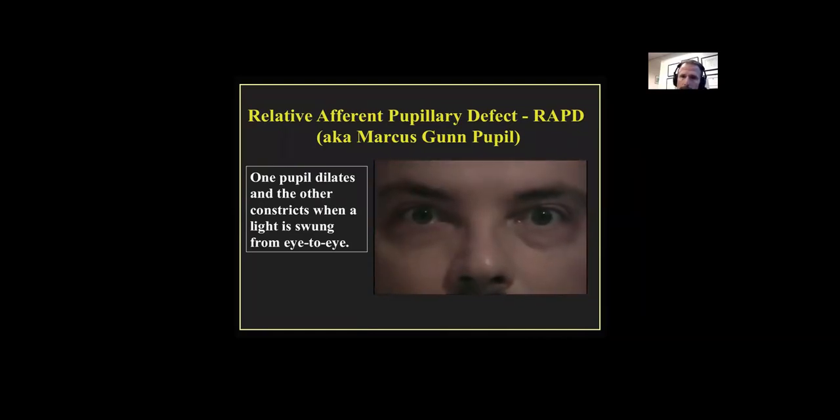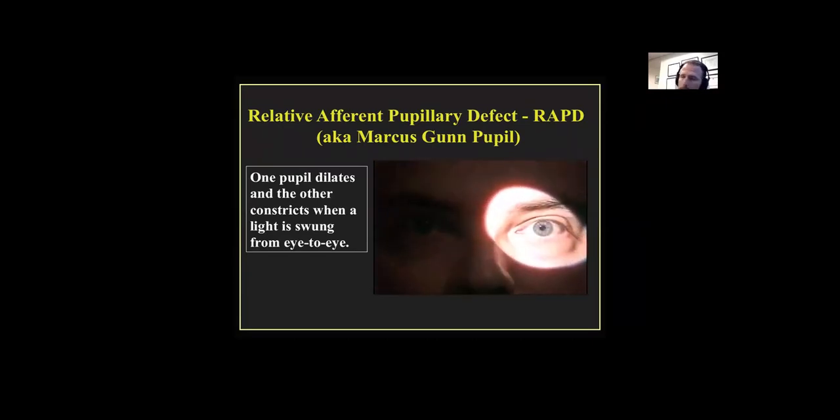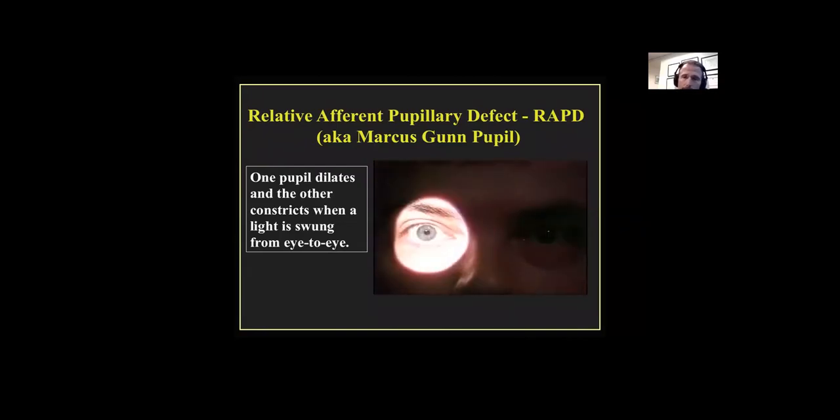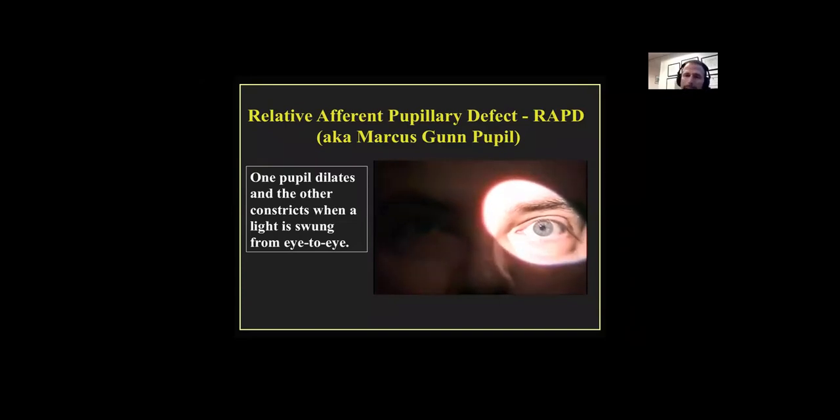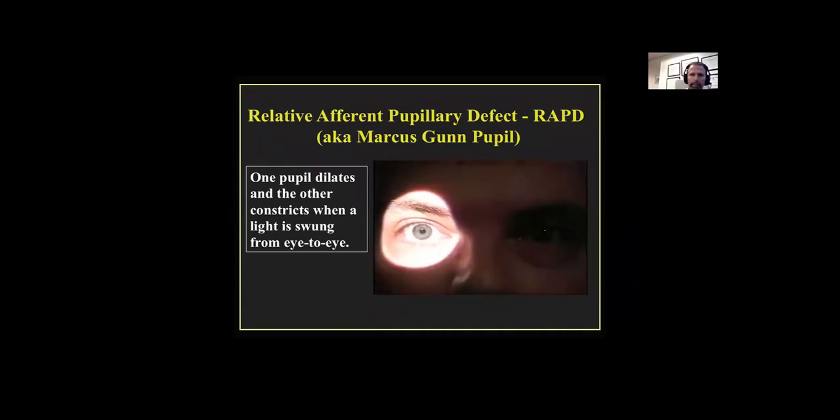You see, this person's pupils are PERRLA. They're equally reactive to light and accommodation. But there's still a big problem. And that's why I don't like the term PERRLA. People will often use it to mean that the pupils are fine. This patient's pupils are PERRLA, and there is a moderate relative afferent pupillary defect.